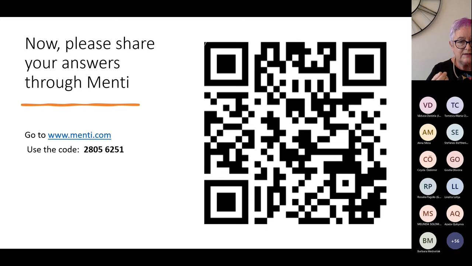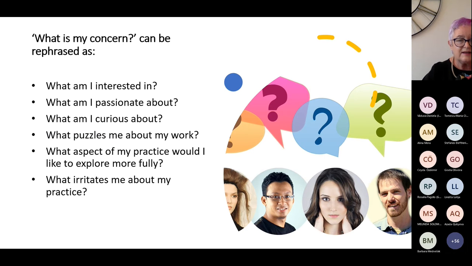So the code is 28056251. And these are the questions I'd like you to answer. In tradition, until recently, we'd just be asking, what is my concern? What is bothering me? Whereas we can look at more positive things as well. So try and fill in as many answers as you can. I'll give you 2 or 3 minutes for that.